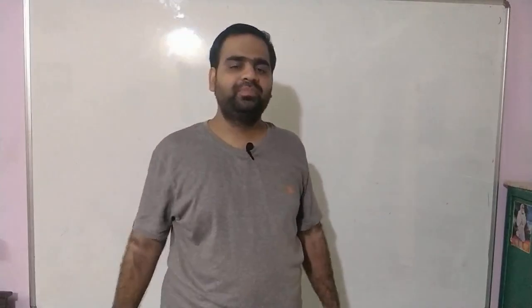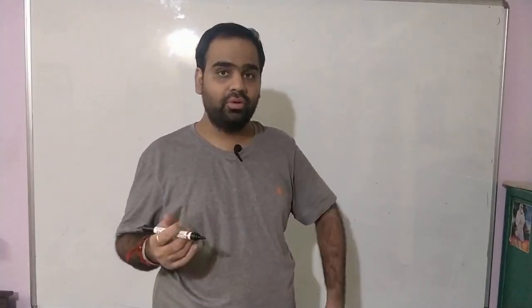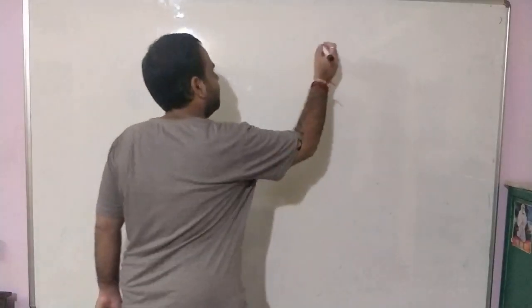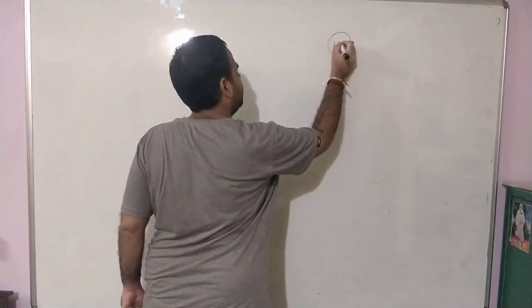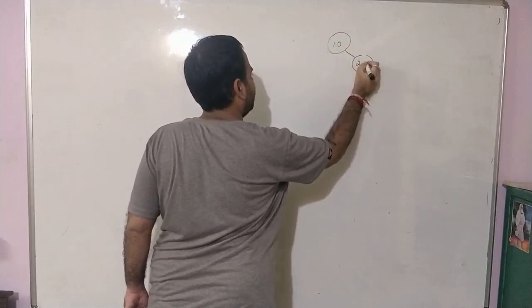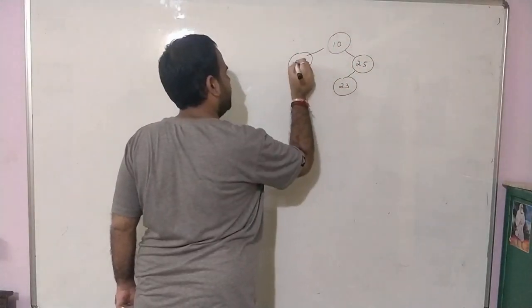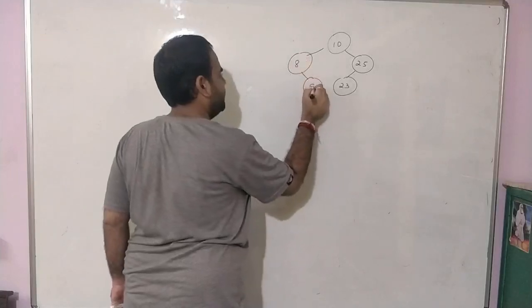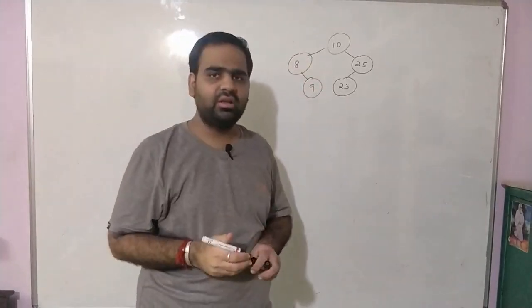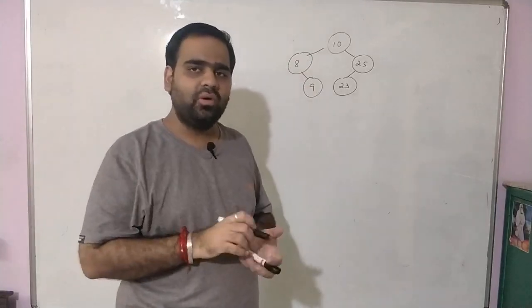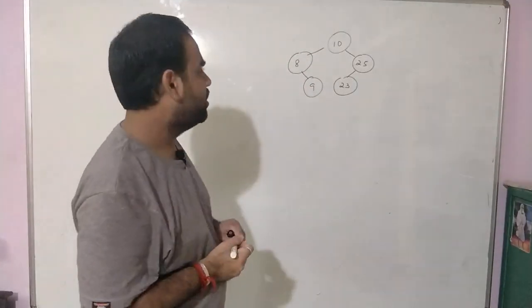Now let us see how do we compute the number of nodes in a tree. Suppose this is the tree: 10, 25, 23, 8, 9. How many number of nodes are there? There are 5 nodes. Now you see over here, how do we count the number of nodes?